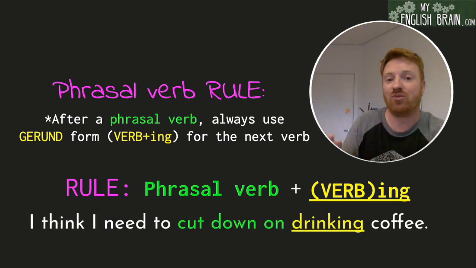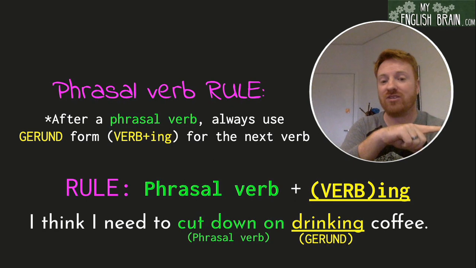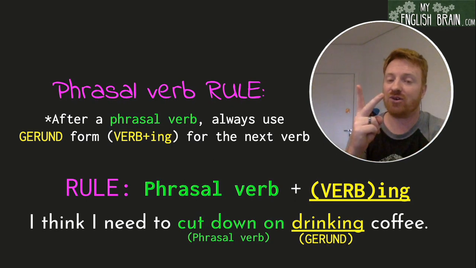Like in the example we just saw, I think I need to cut down on drinking coffee. Now, I use the phrasal verb "cut down on," and the second verb is a gerund, "drinking coffee." Always the phrasal verb, and then the second verb is the gerund, or the verb plus ing.